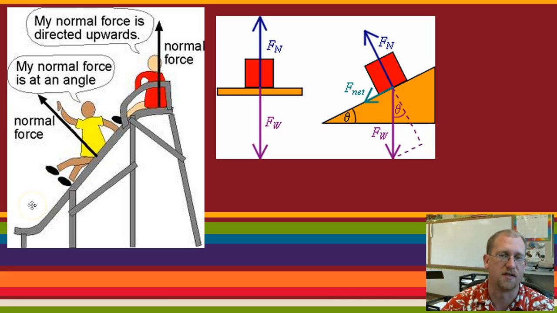And the normal force doesn't counteract that, otherwise the person would be floating in space. Okay, so normal always goes perpendicular to the surface, and when it's on an inclined plane, it's only part of the weight that it has to resist.